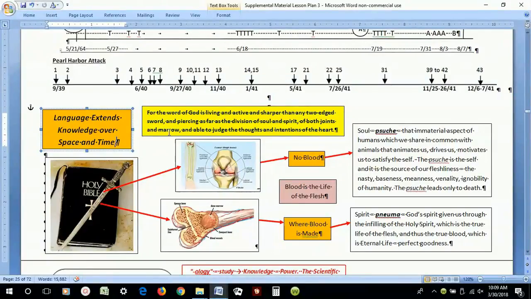Here's an example that uses the idea of a sword. The Word of God, this is from Hebrews chapter 4, verse 12: "The Word of God is living and active and sharper than any two-edged sword, and piercing as far as the division of soul and spirit, of both joints and marrow, and able to judge the thoughts and intentions of the heart." So it's saying that the Word of God, the Bible here, is like a sharp two-edged sword. It's powerful like that, able to divide joint from marrow, soul from spirit.